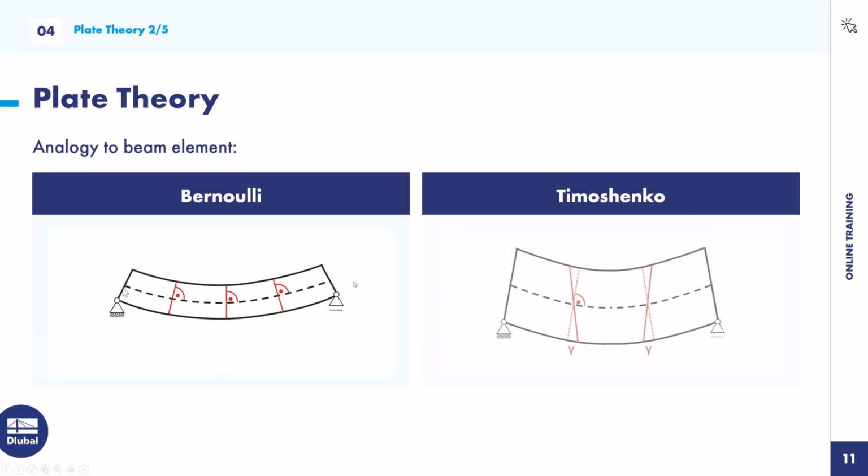We can also look at it here. That means for Bernoulli, we have this middle axis, and the section cut is perpendicular to the middle axis. And for the Timoshenko beam, there's an additional shear angle. Means the shear is also taken into account for the deformations. There's also kind of a rule: the bigger the beam, the better to use Timoshenko.